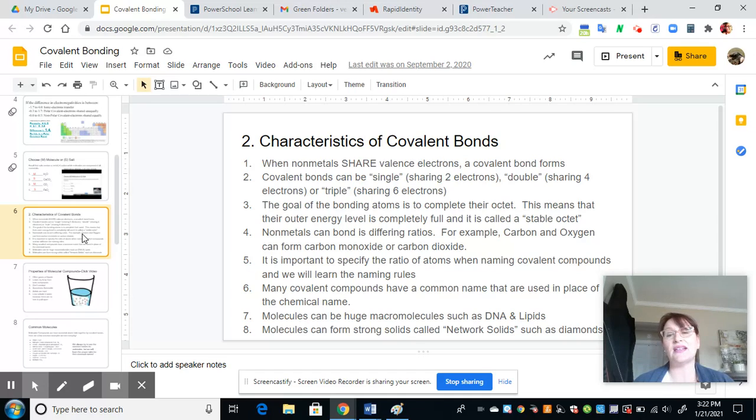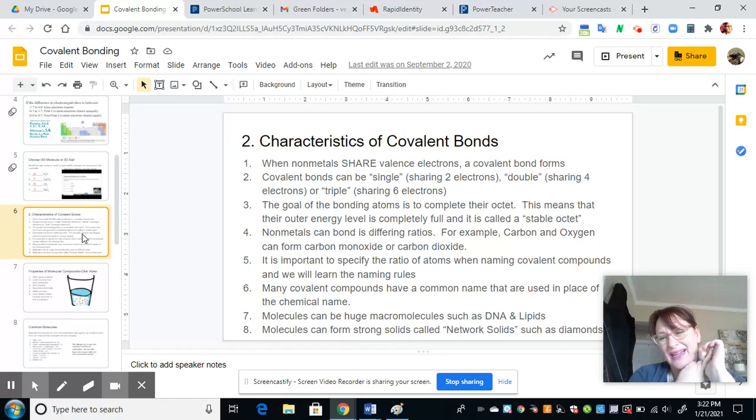Number 6 says many compounds have common names, and that's really true. There's a few that I really want you guys to know. The first one I really want you to know, and you already know it, is H2O. Nobody says dihydrogen monoxide when they're naming it. Everybody says water. Water is the common name. Everybody uses it. Another common one that I want you guys to know is ammonia.